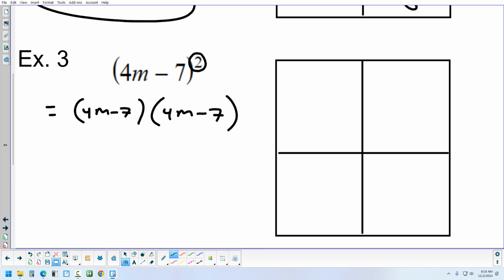So now put 4m minus 7 going down. And because it's a minus, we are going to get some negatives this time. So I got 4m minus 7 going down, and then what's going to go across the top? 4m minus 7. Yeah, you're going to put 4m minus 7 again. Perfect. All right, and now I'm just going to write down what we need to do in each box. So the first one is 4m times 4m.